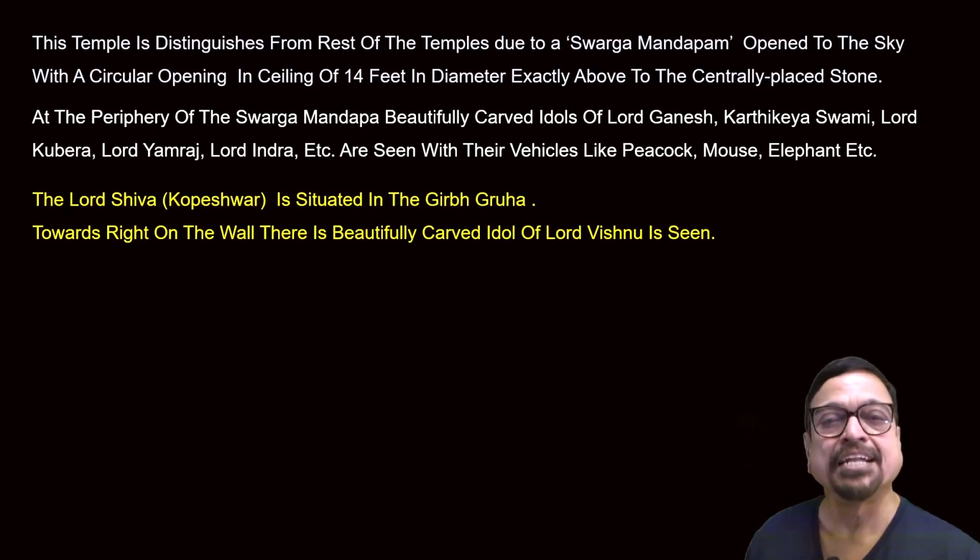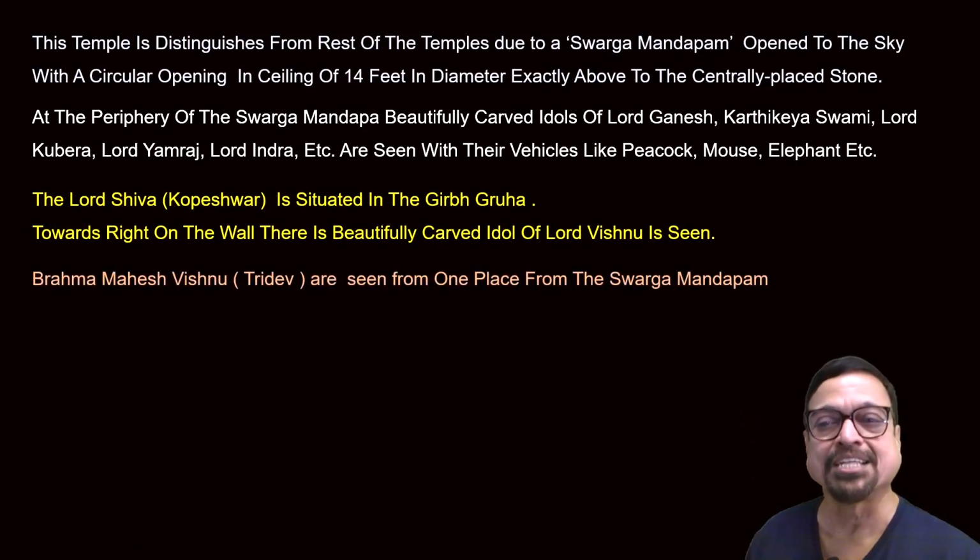Now Lord Shiva, that is Kopeshwar, we know why he was called Kopeshwar, there is a story for it. He is situated in the Garbhagriha. So Kopeshwar is another name for Lord Shiva, and he is in the Garbhagriha. To the right of the wall, there are beautifully carved idols of Lord Vishnu also. So they are in the same sanctum. That is one of the specialities.